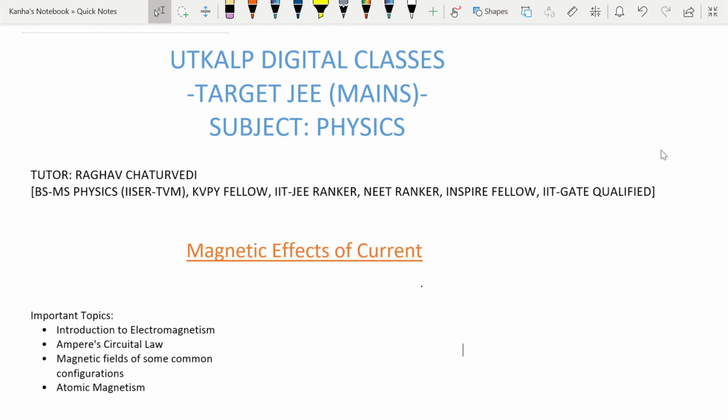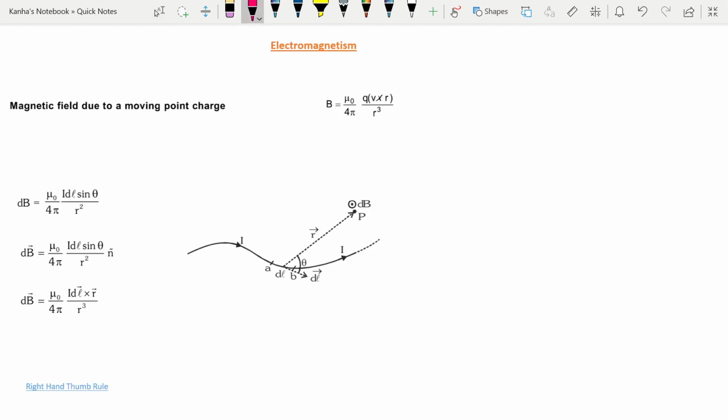I am your tutor Raghav Chaturvedi, and today we are going to learn about the magnetic effects of current. The important topics in this chapter include the introduction to electromagnetism, Ampere's circuital law, magnetic fields of some common configurations, and atomic magnetism. Now we go on to review the magnetic effects of current. The branch of physics which deals with the magnetism due to electrical current or moving charges is known as electromagnetism.